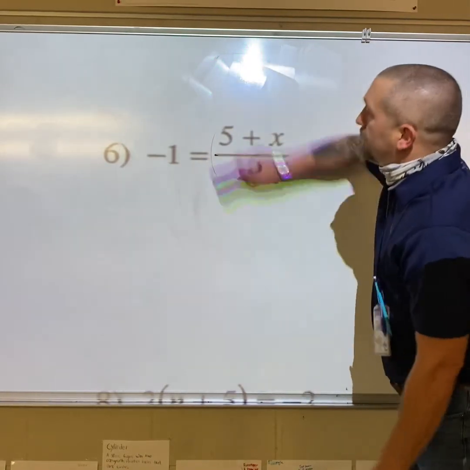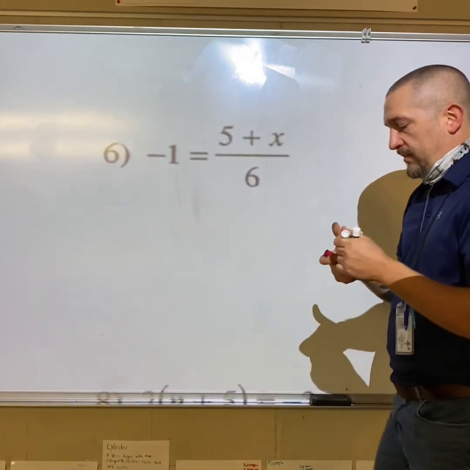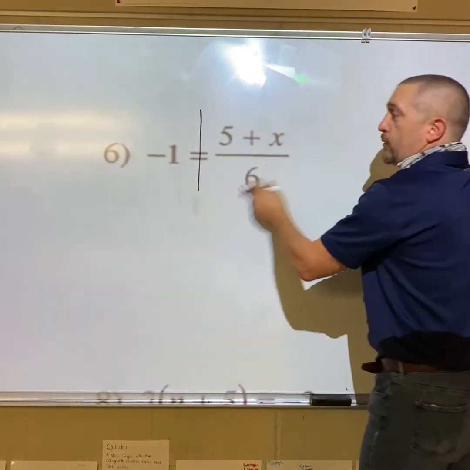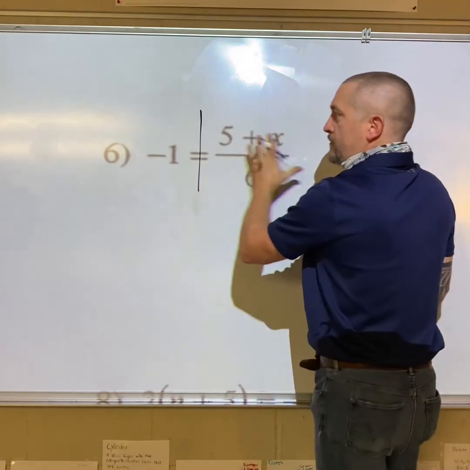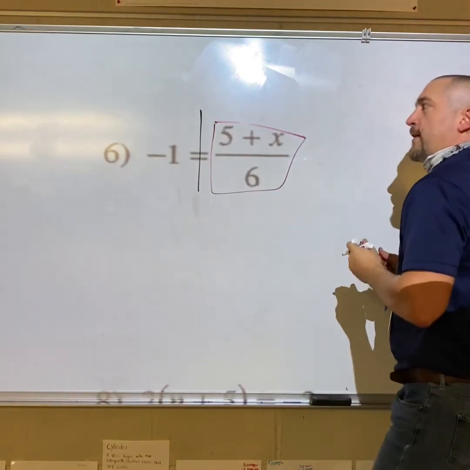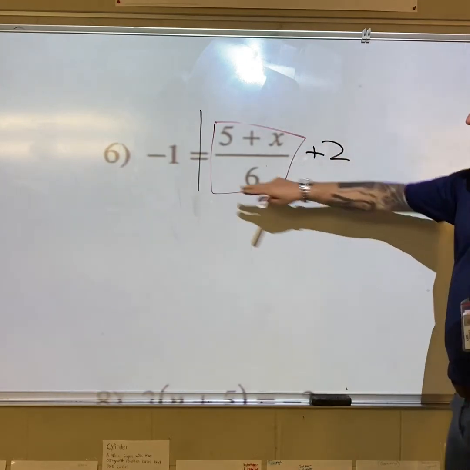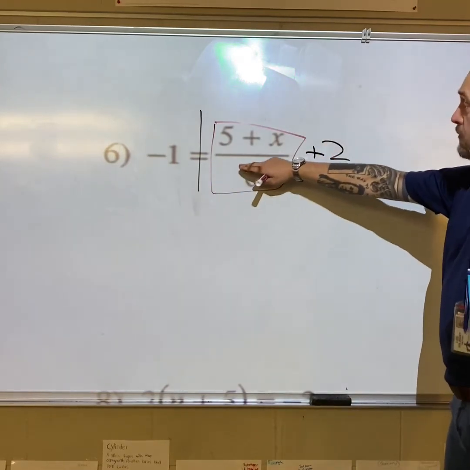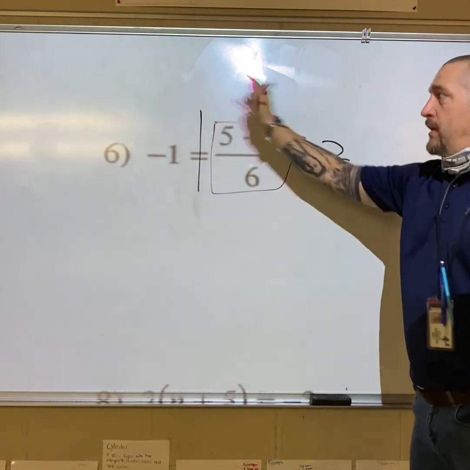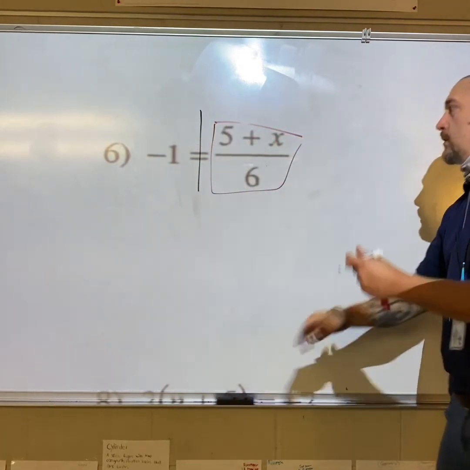This problem looks difficult, looks kind of crazy, but it's actually just as easy to solve as the last one that we just worked on. So let's split our equation down the middle. Left side of the equation, right side of the equation. I want to identify my variable. This whole thing is our variable. We don't have anything over here to move. Now, if the equation read, -1 is equal to 5 plus x over 6 plus 2, then you're going to have to move some stuff over. But for now, we are ready to get to work on this thing.